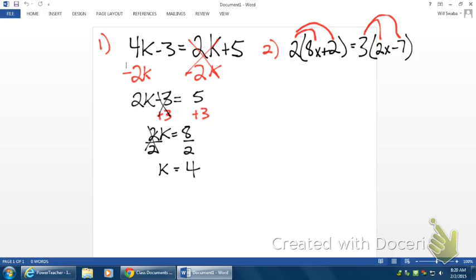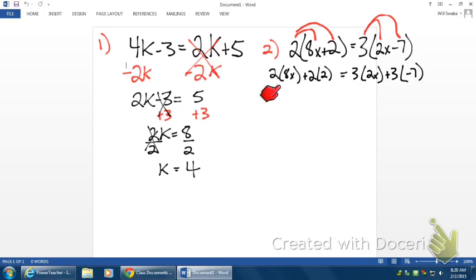Okay? So you can write that out if you need to. 2 times the 8x plus 2 times the 2. 3 times 2x. Can I multiply the 3 times the 2x? Yeah, I can multiply that. That's fine. Make sure you keep that as a negative 7. That's a minus 7 right there. Make sure it stays minus 7. Notice how I put parentheses around it. You don't have to, but I highly suggest doing that.